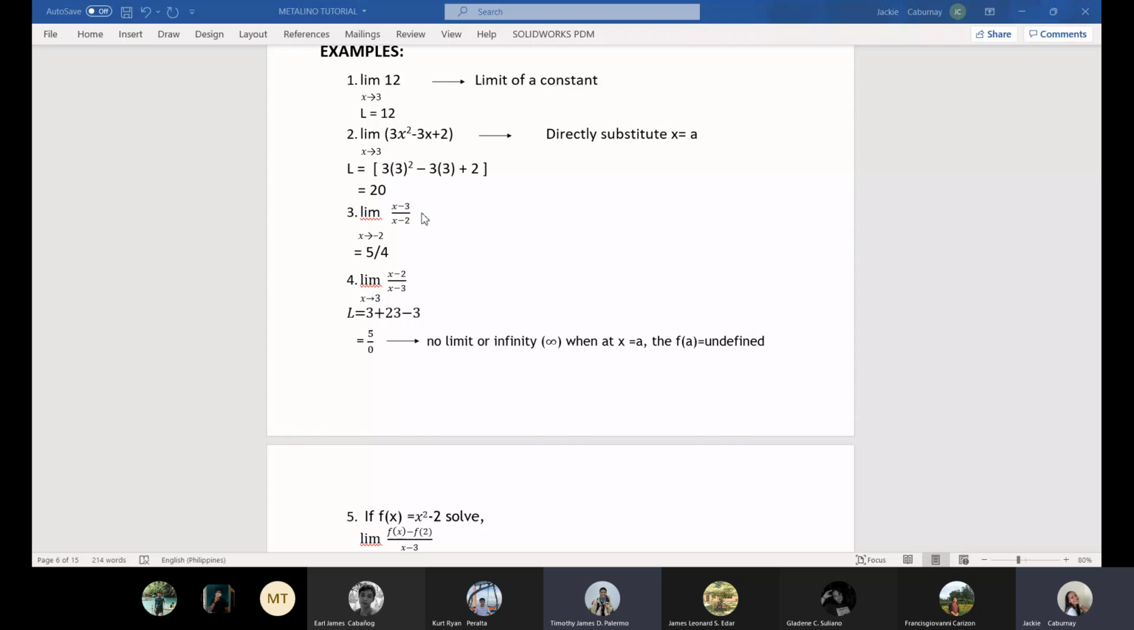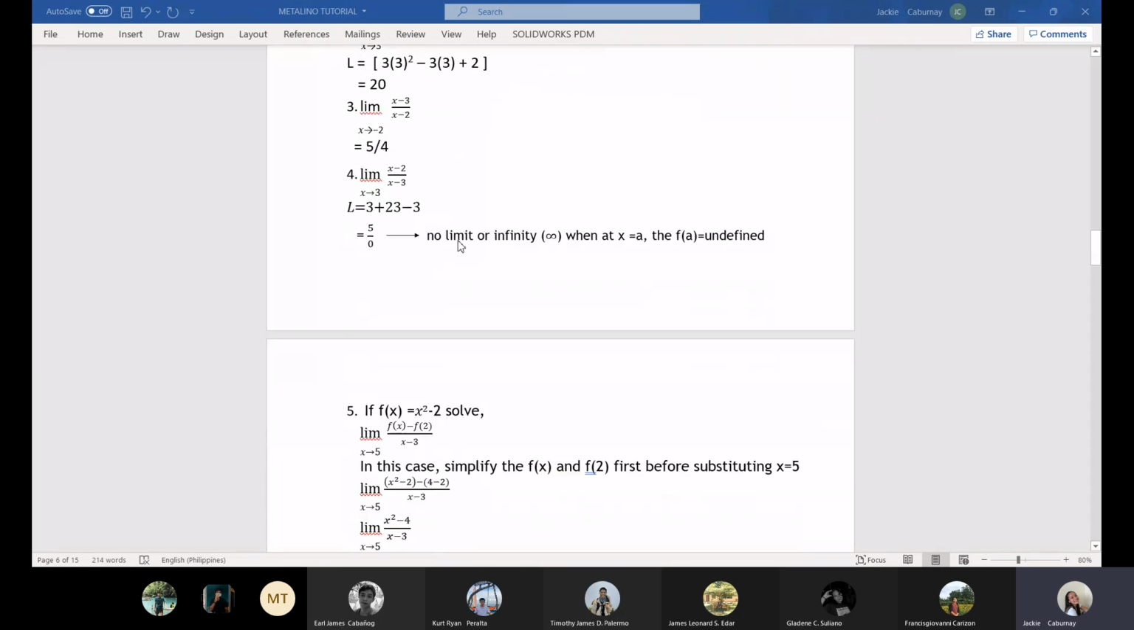So, continue. The limit of x minus 3 over x minus 2. When you look at it, you still can't simplify it. So, you still use direct substitution. The x approaches negative 2, wherein you get 5 over 4. It becomes positive because the top is negative 2 minus 3, negative 5, and the bottom is negative 2 minus 2, negative 4. So, negative 5 over negative 4 is positive 5/4.